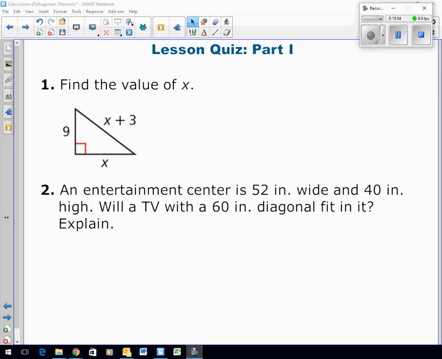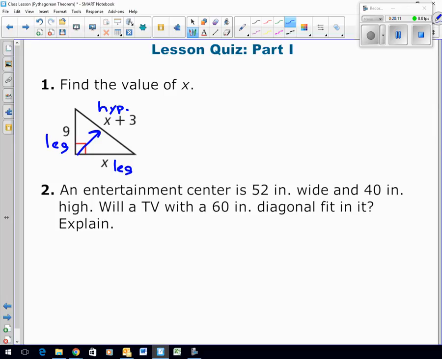So, how do I identify... bad question. Jamie, what is the hypotenuse here? X plus 3. Very good, okay? X plus 3 is the hypotenuse, which means that X and 9 are the legs. Jamie, put that into the Pythagorean theorem for me. 9 squared plus x squared equals x plus 3 squared. Okay, very good.